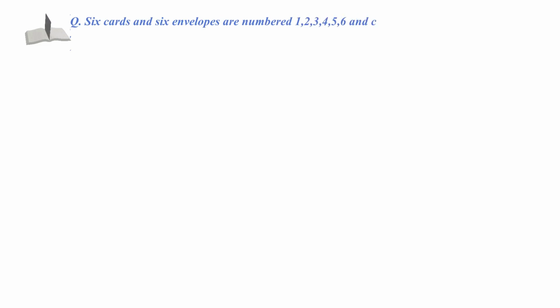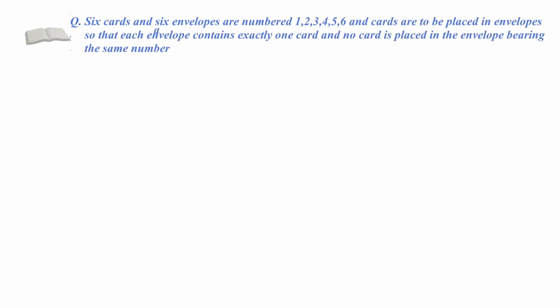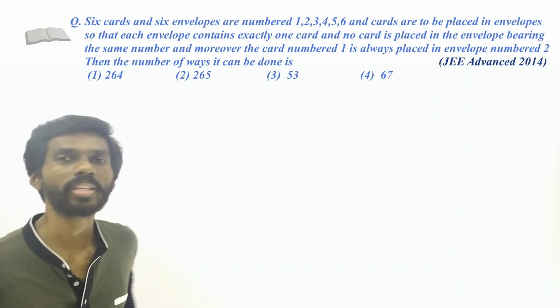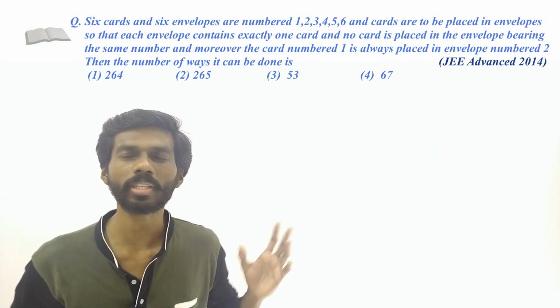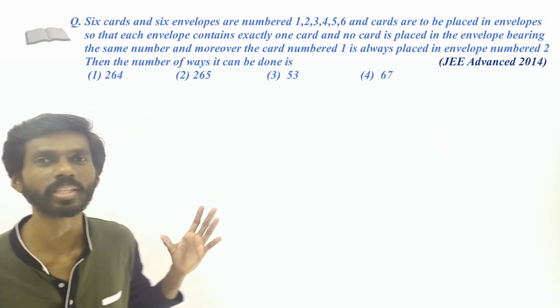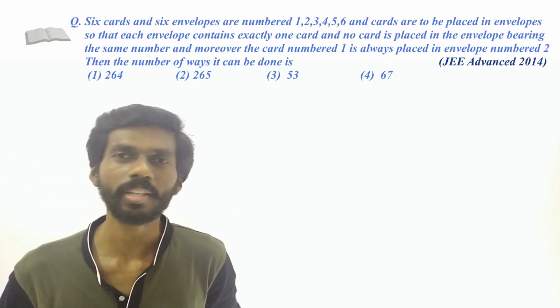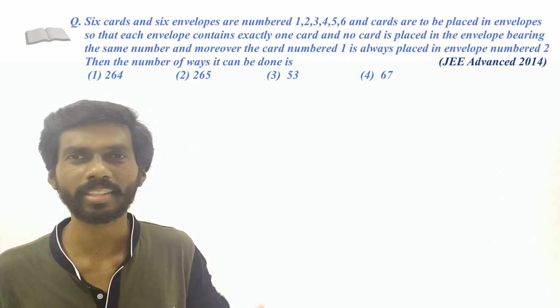6 cards in 6 envelopes are numbered 1, 2, 3, 4, 5, 6, and cards are to be placed in envelopes so that each envelope contains exactly 1 card and no card is placed in the envelope bearing the same number. And moreover, the card numbered 1 is always placed in envelope 2. Then the number of ways it can be done is. See, this question is similar to the last question, right? The same concept of derangement, and unlike the last question, instead of 2 conditions, just 1 condition is given, so that makes the question even easier. So you can complete this yourself.